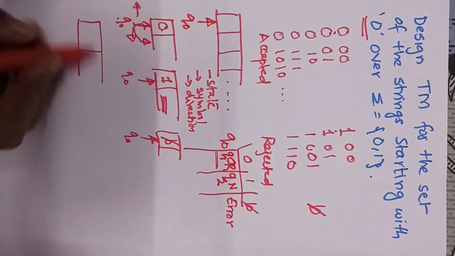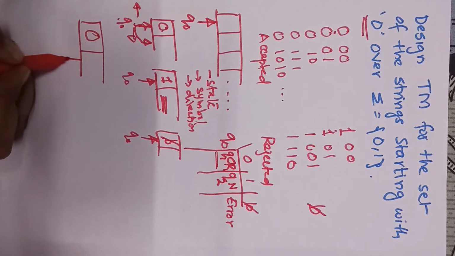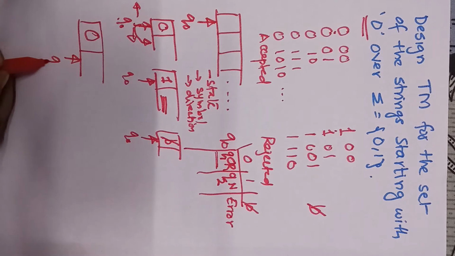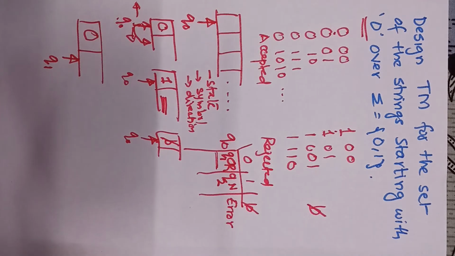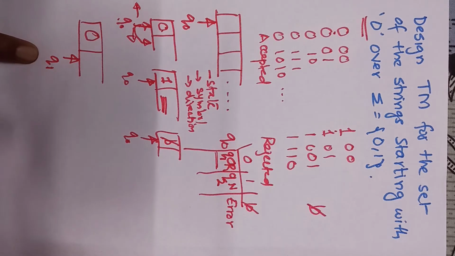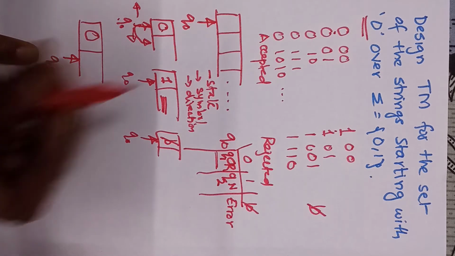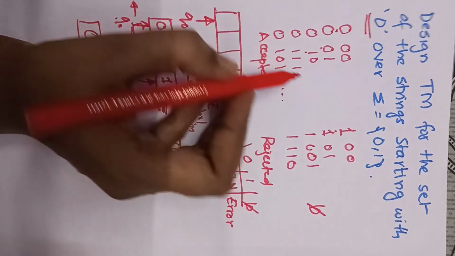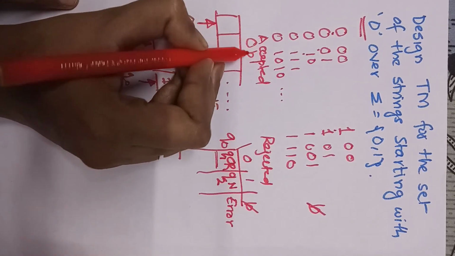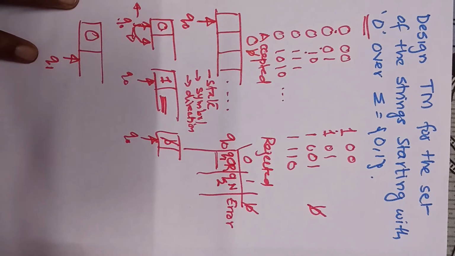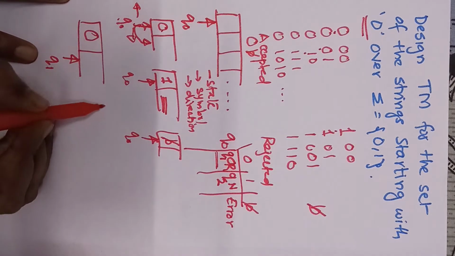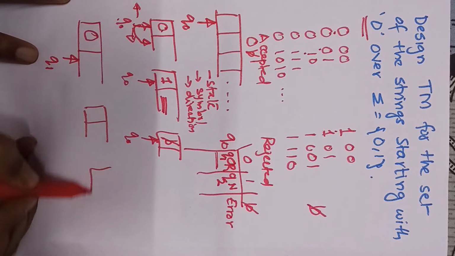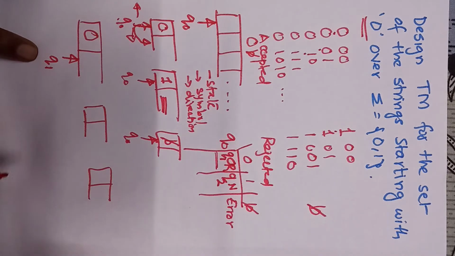Q1 is what we got previously, and we have a pointer here, and this state is called q1. Now q1 can again have three possible combinations. After 0 I can have 0, after 0 I can have 1, and after 0 I can also have a blank. So I have three possibilities.